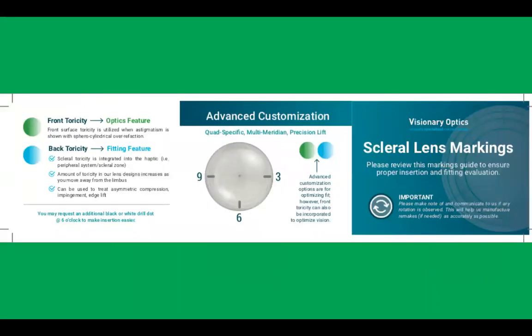Quadrant-specific Europa lenses are marked with 3 hashes, and those hashes generally would be at the 3, 6, and 9 position.